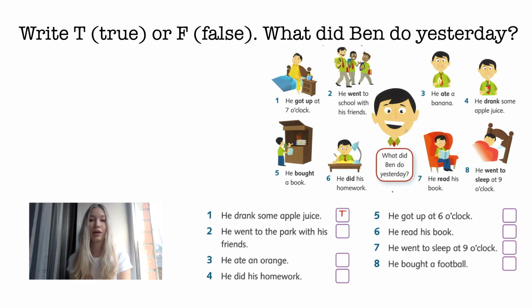Next exercise. Write true or false. So T or F. What did Ben do yesterday? Чем занимался Бен вчера? So number 1. He got up at 7 o'clock. Он проснулся в 7 часов. He went to school with his friends. Он сходил в школу с друзьями. He ate a banana. Он съел банан. He drank some apple juice. Он выпил яблочного сока. He bought a book. Он купил книгу. He did his homework. Сделал домашку. Number 7. He read his book.